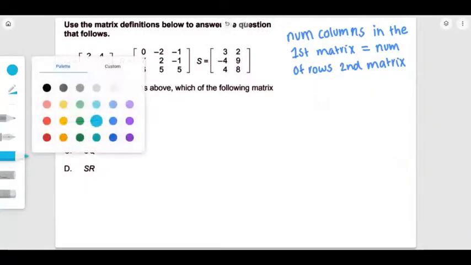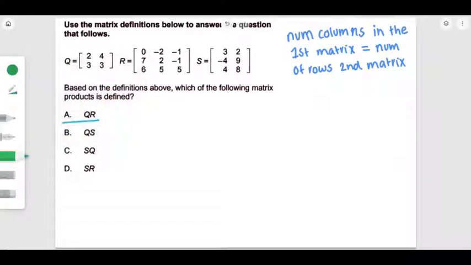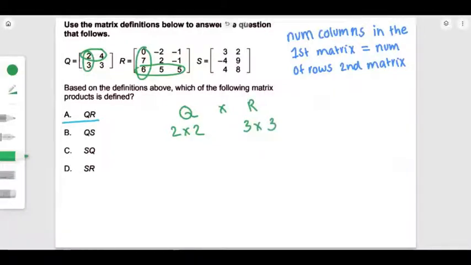As you can see here, Q has 2 rows and 2 columns, which will give us a 2 by 2 matrix. Let's move to R. R has 3 columns and 3 rows, which will give us a 3 by 3 matrix. Always remember that the row comes first, then the column.